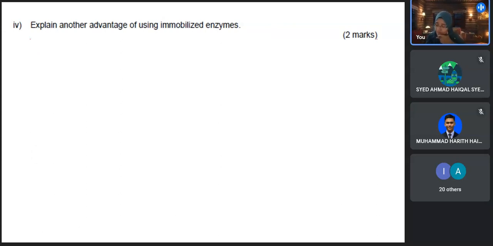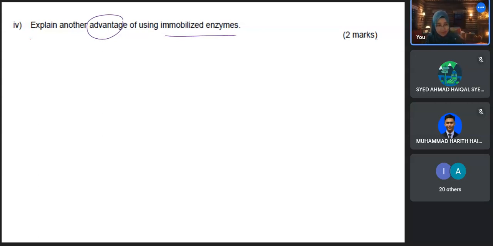Okay, next question. Number 4, explain another advantage of using immobilized enzyme. Sama je macam point tadi. Kan, advantage of using immobilized enzyme, you can use the enzyme over and over again. It is more cost effective, and then you can separate easily the enzyme from the products. The enzyme does not contaminate the products. The enzyme is more stable. Macam tadi kan, as you increase the temperature, the enzyme still does not denature. Okay. So itulah dia. So those are the point that you can include as the advantage of using immobilized enzyme kan.